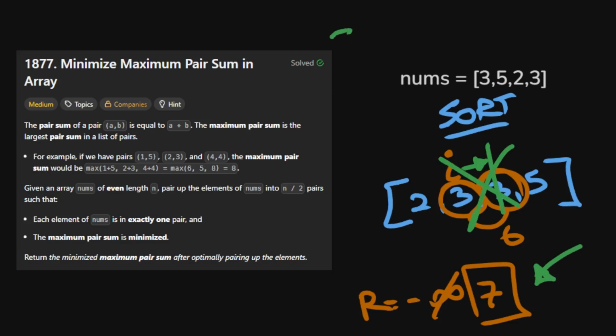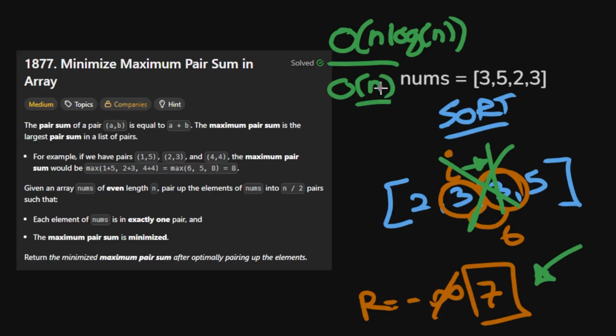Time complexity for this approach will be big O of n log n, because we need to sort this array nums, and space complexity is big O of n, because that's the required space for sorting in Python. So with this in mind, now let's go with the code.